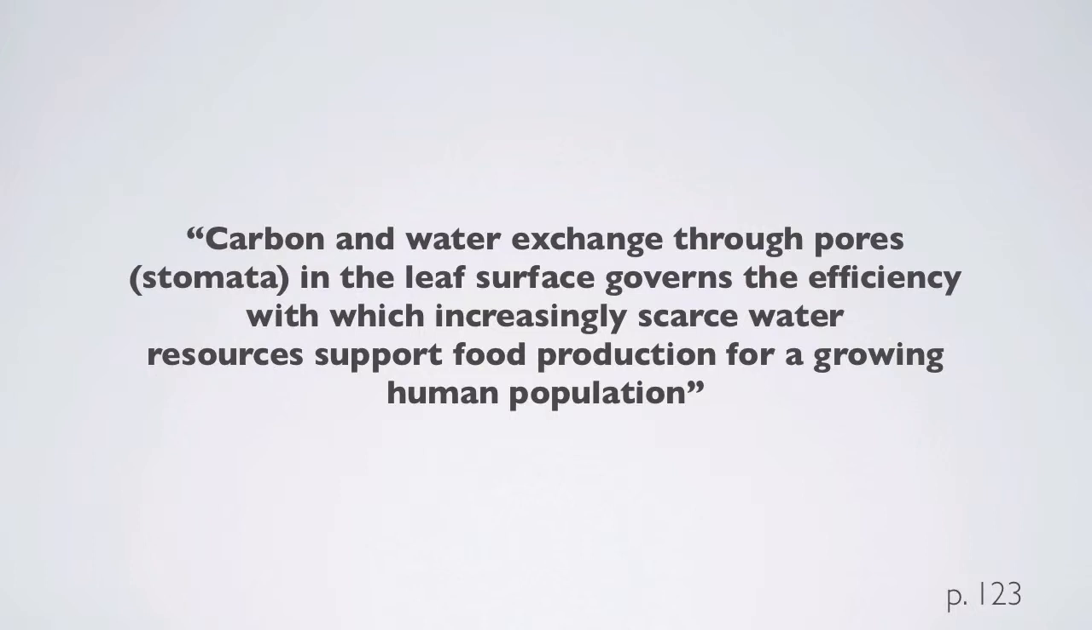The authors offer up a focal issue for thinking more about carbon and why it's important. They say that carbon and water exchange through pores, the stomata, in the leaf surface governs the efficiency with which increasingly scarce water resources support food production for a growing human population. So, when we think about food, a large proportion of what regulates food production is the ability of plants to acquire carbon. It's not only carbon, but that's one way to look at it. And so that carbon and water exchange is really important for something as basic as food production. And with a growing human population, we need to think about those factors that are going to influence food production.